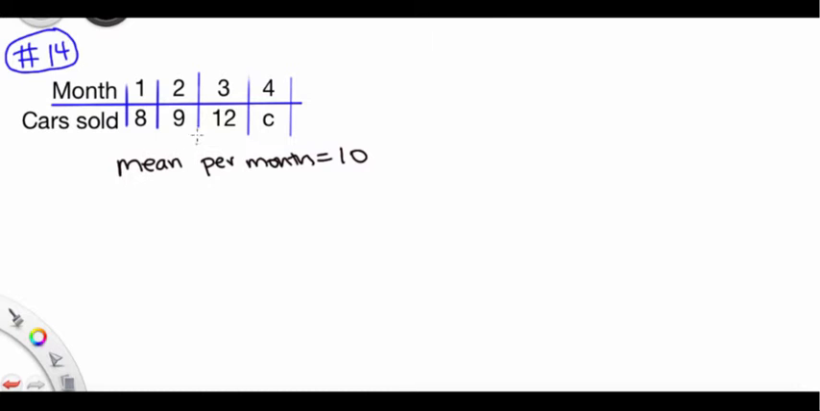So right now we've got several numbers. We've got 8, 9, 12 and C. So to find the mean, we need to sum up all the numbers and divide it by the total number of numbers that there are, which is 4. So since we have 4 numbers, 1, 2, 3, 4, we're going to divide by 4, right? And we have to add those numbers. So we have 8 plus 9 plus 12 plus C. And that would be the mean. That's equal to the mean, which is 10.